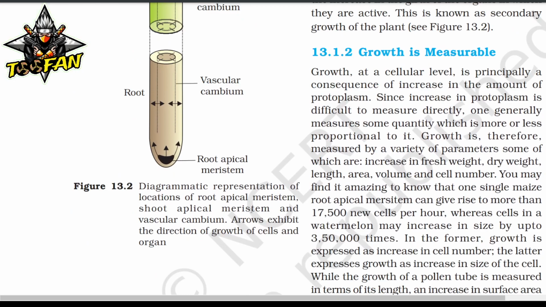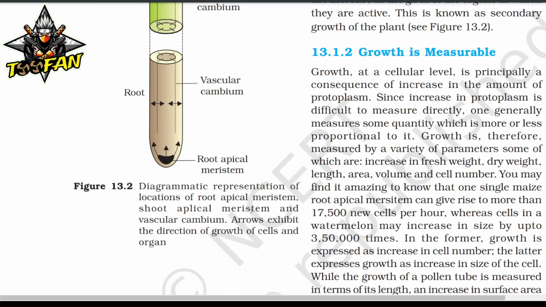Growth is measurable. Growth at cellular level is principally a consequence of increase in the amount of protoplasm. Since increase in protoplasm is difficult to measure directly, one generally measures some quantity which is more or less proportional to it. Growth is therefore measured by a variety of parameters, some of which are increase in fresh weight, dry weight, length, area, volume, and cell number.